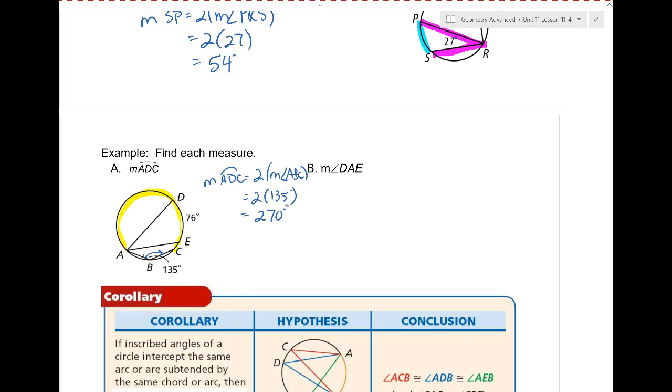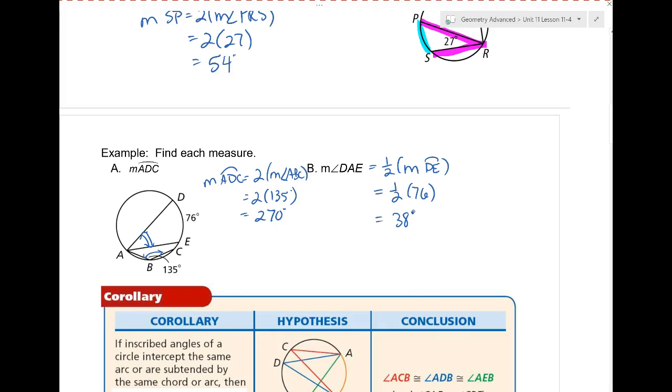I want to know, this time, the measure of angle DAE. Guys, I want to know that angle. Yeah, it's just 76 divided by 2, because it's 1/2 the measure of arc DE. So it's just 1/2 of 76 degrees, which is going to be 38. Yeah, it's supposed to be that easy.